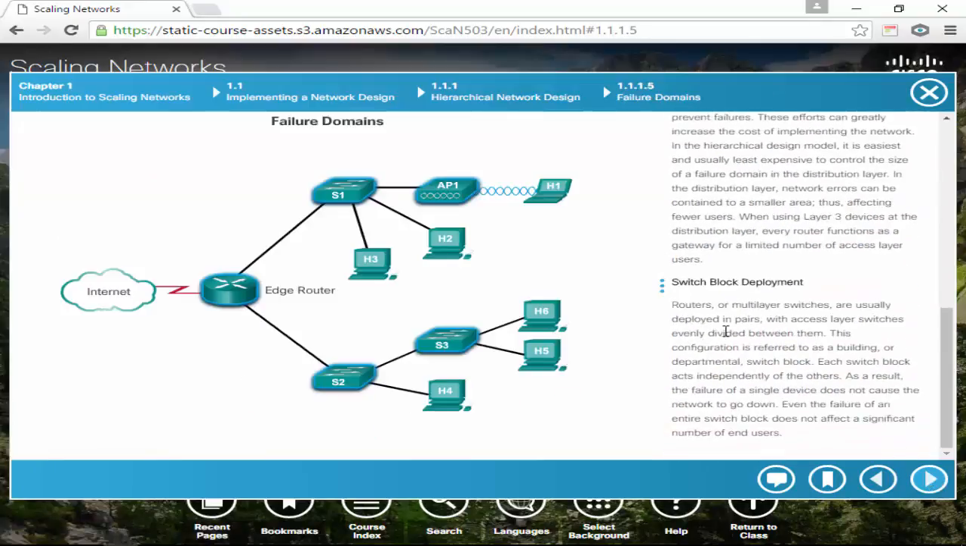Alright, so what else do we have? Switch block deployment. Routers or multi-layer switches are usually deployed in pairs with access layer switches evenly divided between them. This configuration is referred to as building or departmental switch block. Each switch block acts independently of the others. As a result, the failure of a single device does not cause the network to go down. Even the failure of an entire switch block does not affect a significant number of end users.